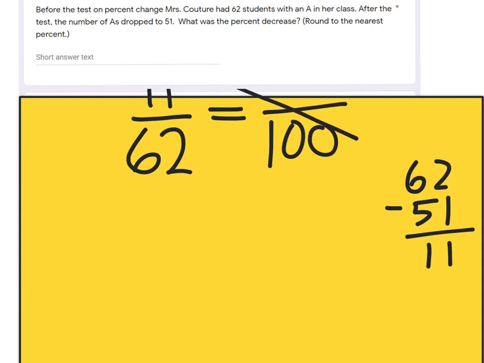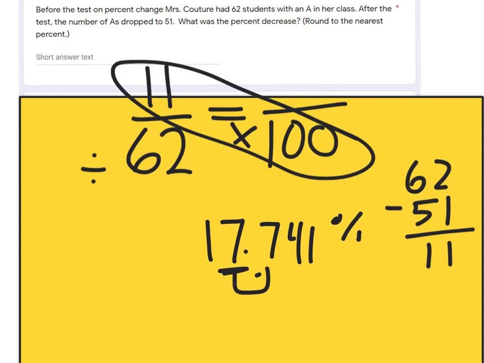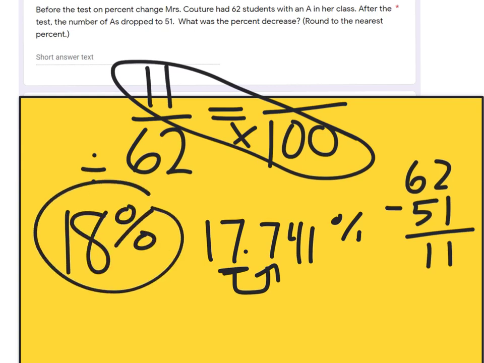Remember, you multiply the diagonals and then divide by the other one, and you get 17.741, ugly decimal percent. It says to round to the nearest percent. There's the percent, so we go behind it. That 7 makes it round up, so it dropped by 18%.